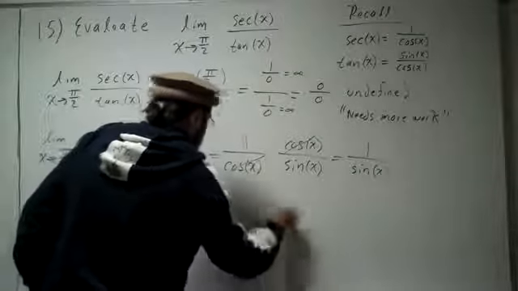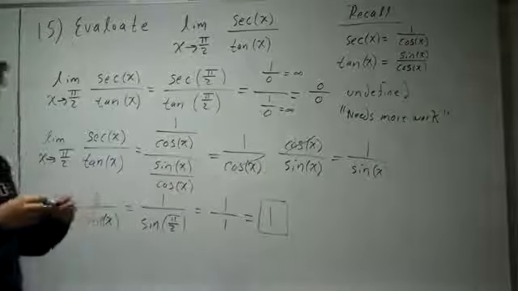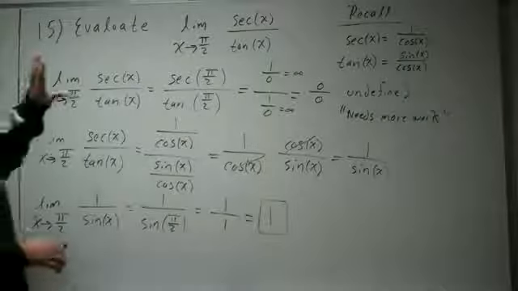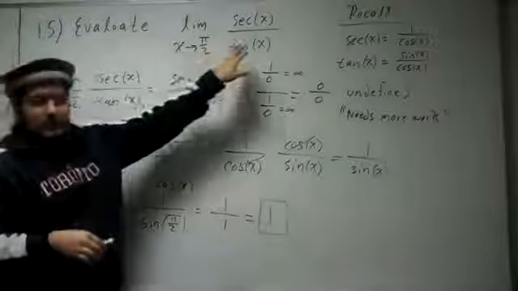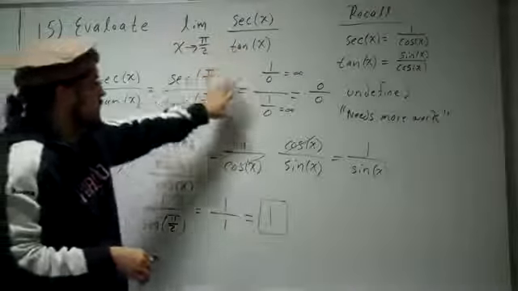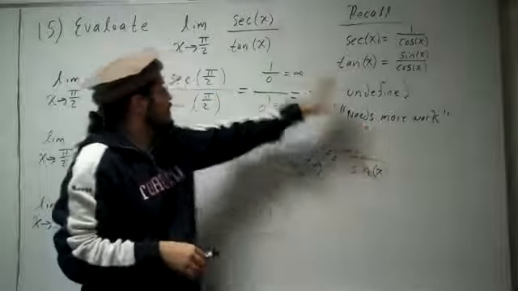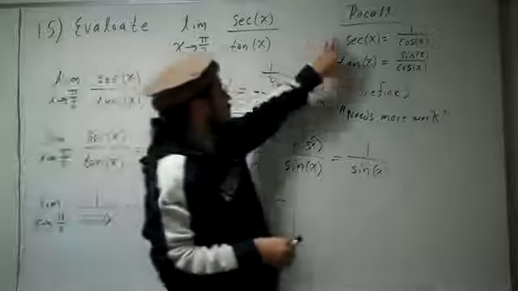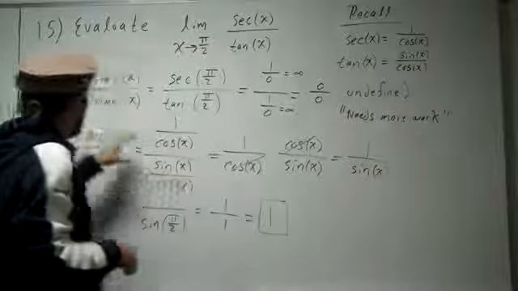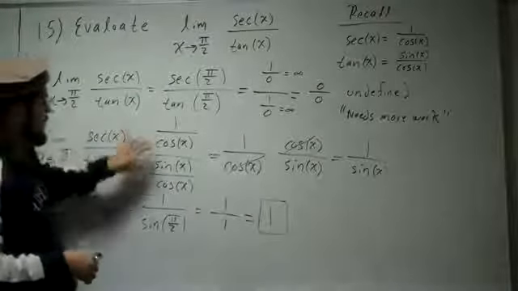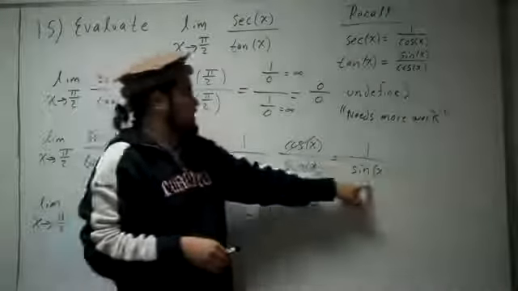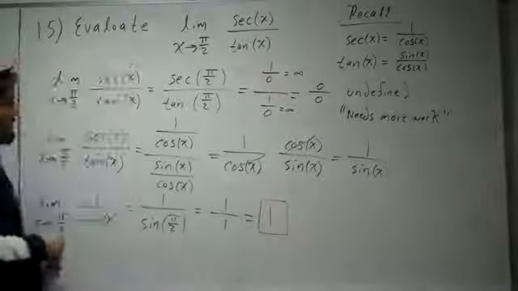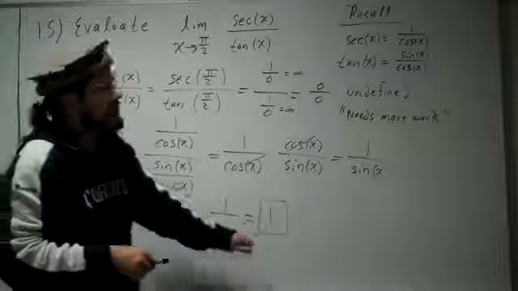It's 1. Okay? So, to recap, always go ahead and plug it in first, see if it works. If it doesn't work, that means you need more work, so come back to it and try to do some algebra. In this case, we recalled some identities, substituted them, and it came out nice. We got 1 over sine x. We took the limit of that, and we got 1. Okay?